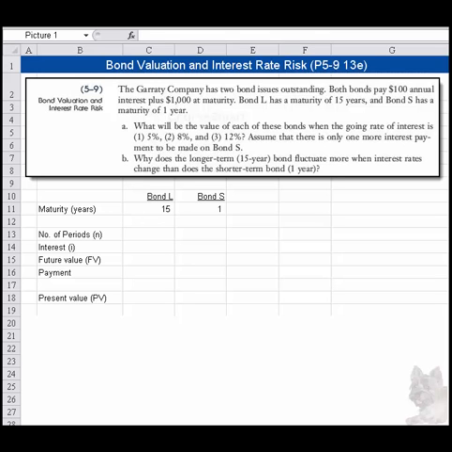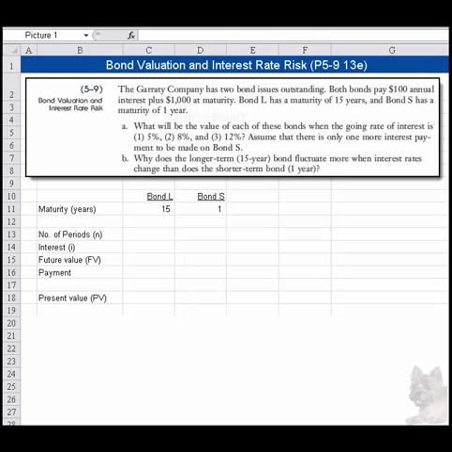Let's take a look at this bond valuation and interest rate risk problem. It's problem 5-9. I'll read it to you. The Garrity Company has two bond issues outstanding. Both bonds pay $100 annual interest plus $1,000 at maturity. Bond L has a maturity of 15 years and bond S has a maturity of 1 year. L stands for long, S stands for short.